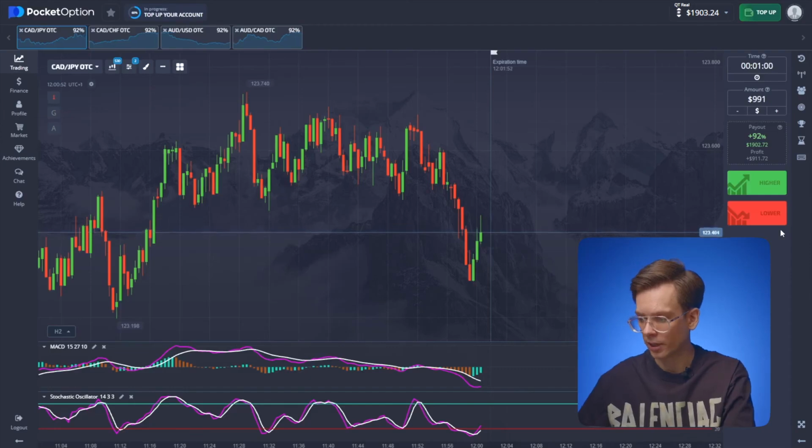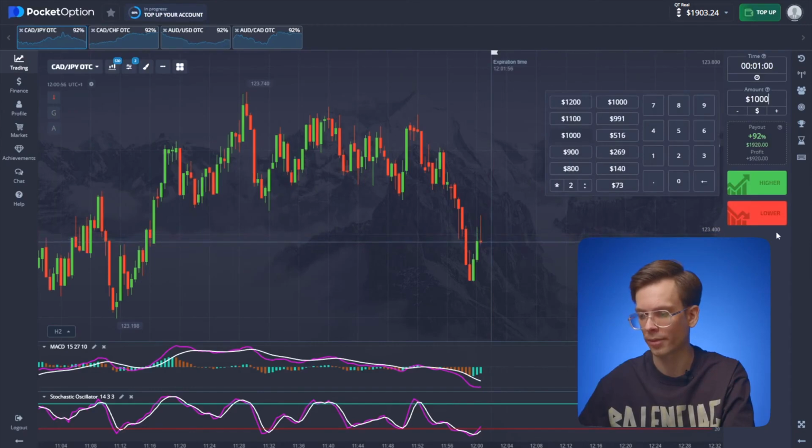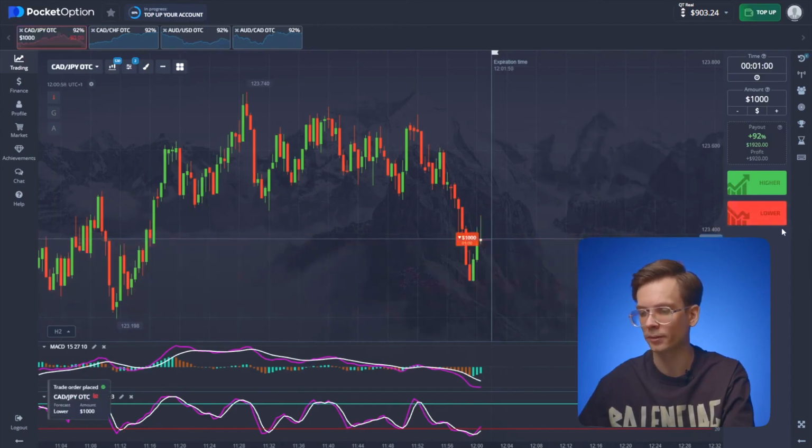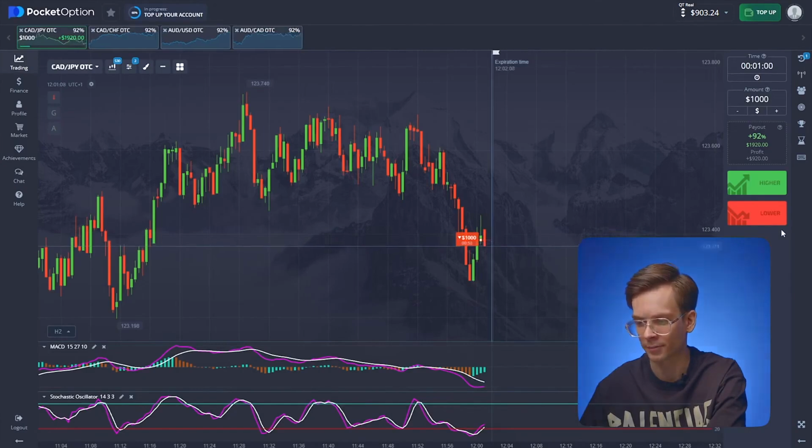Now Canadian dollar and yen. I'm going all in with a maximum investment of 1,000. Pressing the lower button. The asset's going through a strong bullish rebound, but it's only temporary. There's a bearish response coming soon and it will drive the price back down.